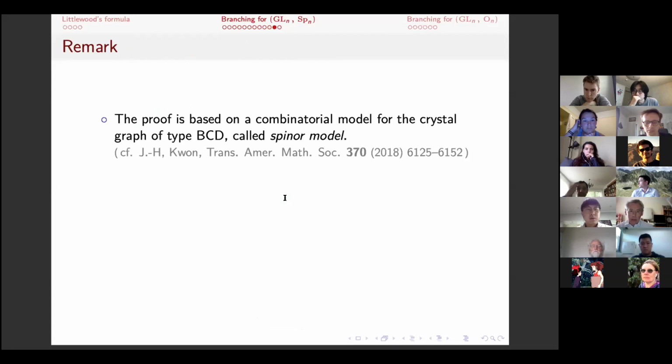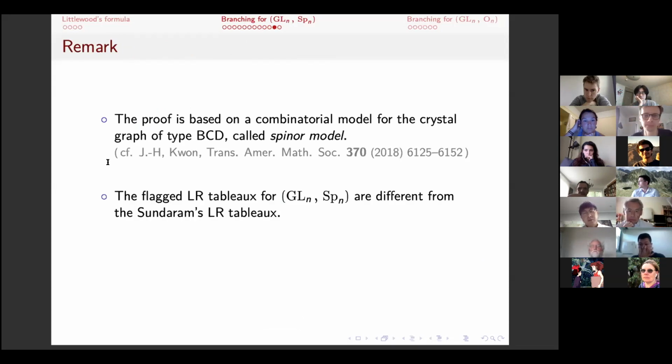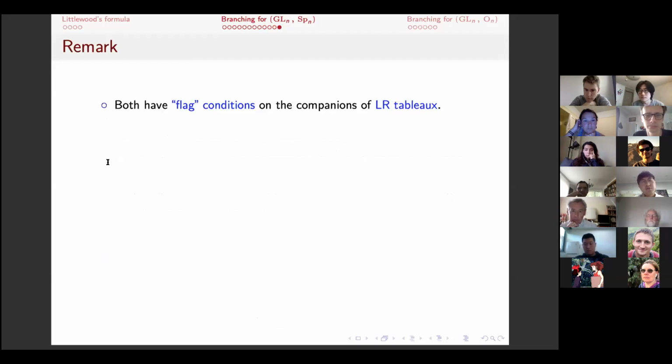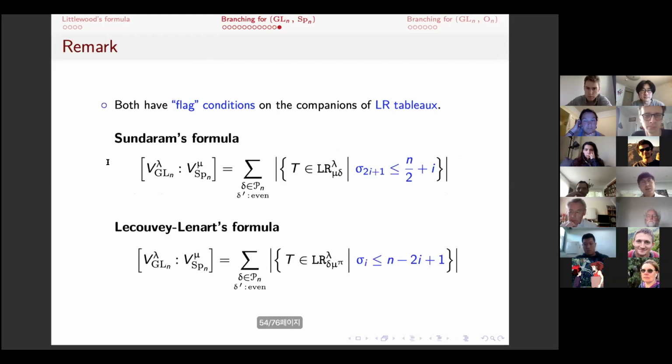The proof of the Lecouvey-Lenart formula is based on a combinatorial model for the crystal graph of the integrable highest weight modules over the classical Lie algebra of type BCD, the so-called spin model, which was introduced by Kwon. The flagged error tableaux for J_n and Sp_n are obviously different from Sundaram's error tableaux. An explicit bijection between these two kinds of error tableaux is not known yet, but a conjectural bijection is given by Lecouvey and Lenart. Both formulas have flag conditions on the companions of error tableaux as the following. In fact, this observation is a motivation for our work.